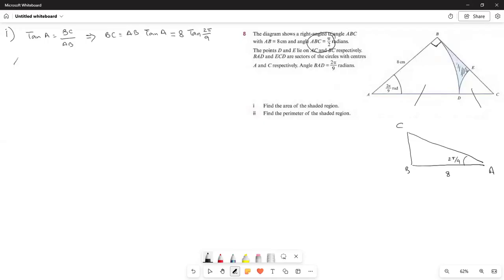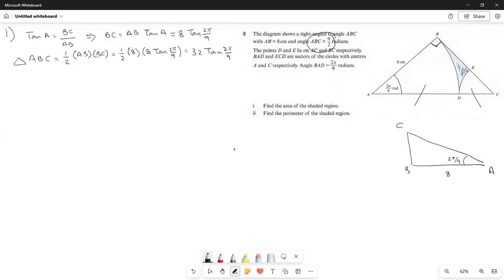Okay, so now I'm ready to find the area of the triangle ABC. This area is half into base AB and height BC. So half, and AB is known as 8 and BC is known as 8 times tangent 2 pi by 9. So this comes out to be 32 tangent 2 pi by 9. Okay, so this was easy.